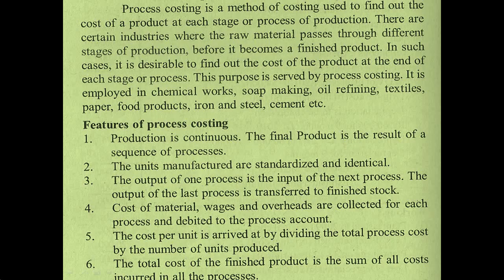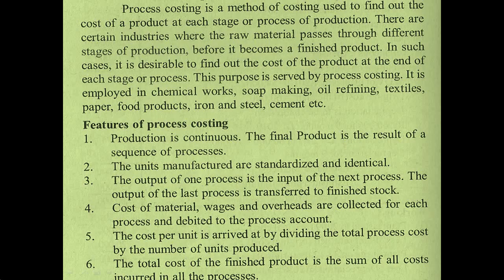It is employed in chemical works, soap making, oil refining, textiles, paper, food products, iron and steel, cement, etc. Then we'll see the features of process costing. Production is continuous. The final product is the result of a sequence of processes. The units manufactured are standardized and identical. The output of one process is the input of the next process. The output of the last process is transferred to finished stock.